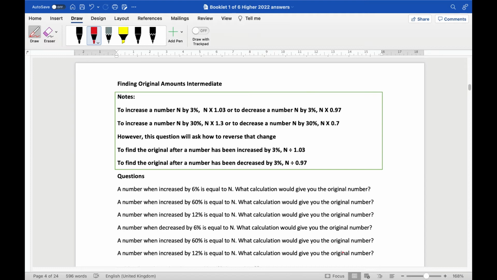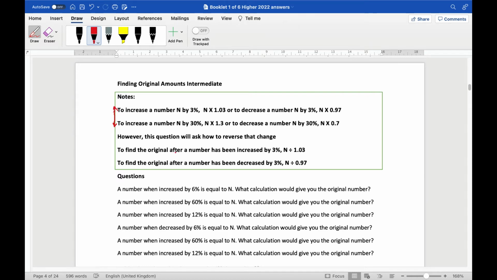Okay, the next bit, finding original amounts, intermediate. Now, okay, what we sometimes call reverse percentages, right? But we've got a calculator, so I'd like you to follow this method, which might be different to what we've done before, but this is the method we're going to use, okay? Right. I don't want you to worry about this too much. I put this in to show you how you can do a percentage on a calculator, but this is reverse. This is going backwards, finding original amounts of this. Like it says, however, this question will ask you how to reverse that change.